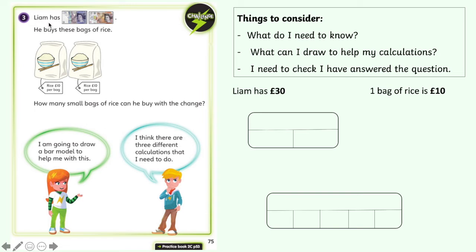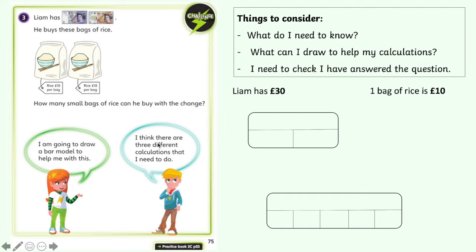Okay, time for you to have a go by yourself. This time, Liam has a £20 note and a £10 note. He buys these bags of rice. How many small bags of rice can he buy with the change? Now let's just take a quick look what Astrid and Dexter are saying. Astrid says she's going to draw a bar model to help with this, and Dexter thinks that there are 3 different calculations that he needs to do.